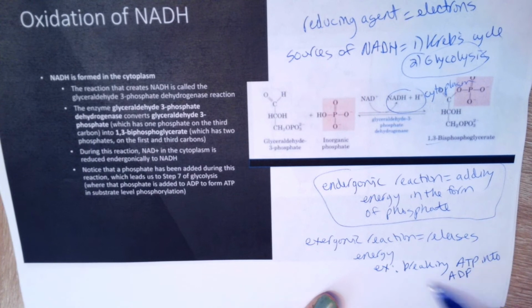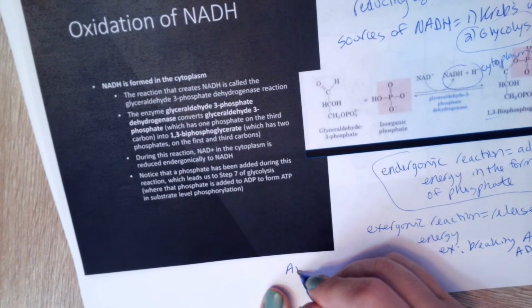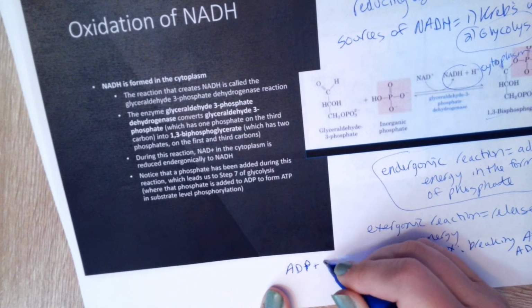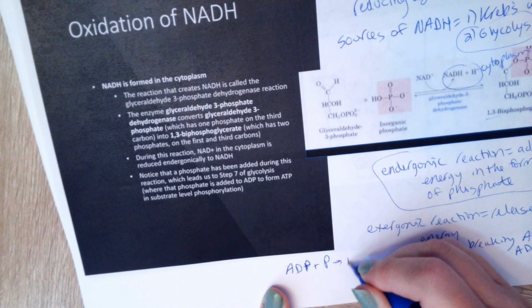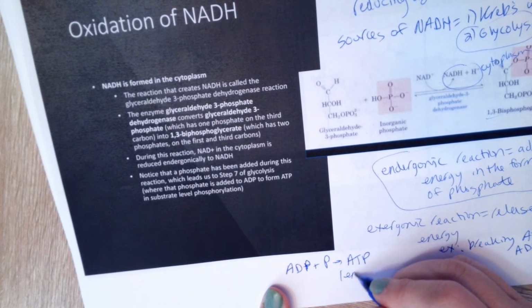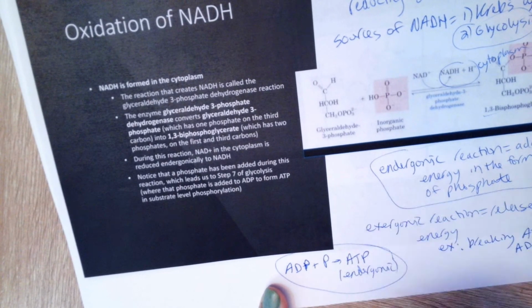The endergonic example of ATP and ADP would be the opposite way. If we are taking ADP and adding a phosphate to ATP, ADP plus a phosphate gives us ATP, the stored form of energy. That's another endergonic example over here.